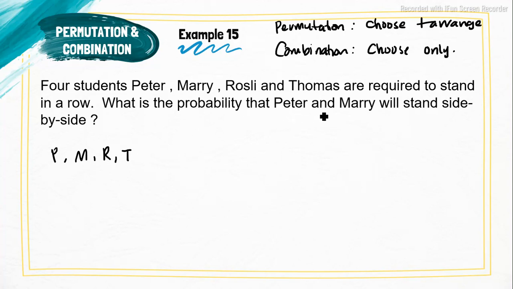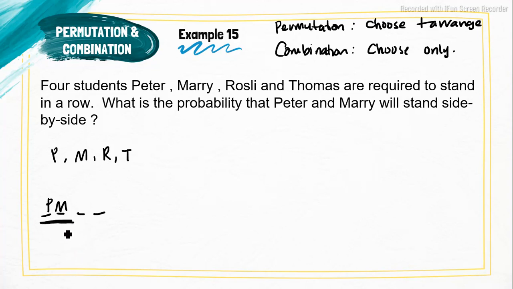What is the probability that Peter and Mary will stand side by side? So, maksudnya Peter dengan Mary ni sentiasa duduk bersama-sama. So, 1, 2, diorang ada 4 orang je kan? So, 1, 2, 3, 4. So, since Peter and Mary ni sentiasa bersama-sama, so kita boleh sekalikan dia lah.